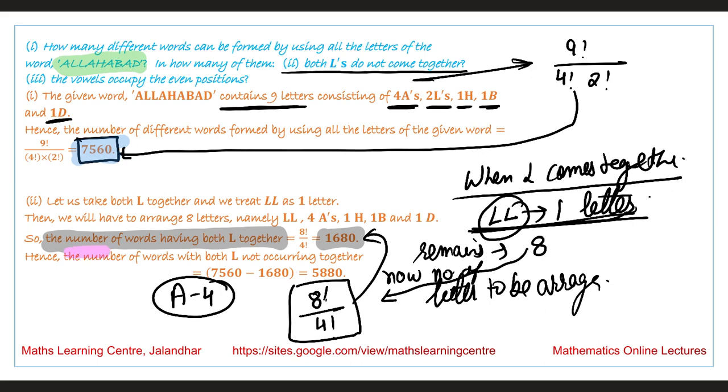So we are saying the number of words in which both L's are not occurring together, the answer we get is 7560 minus 1680, which is equal to 5880. So this is the answer when both L's do not come together. Last is, the vowels occupy the even positions.